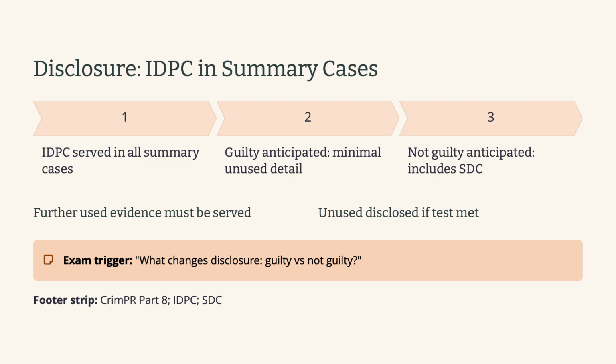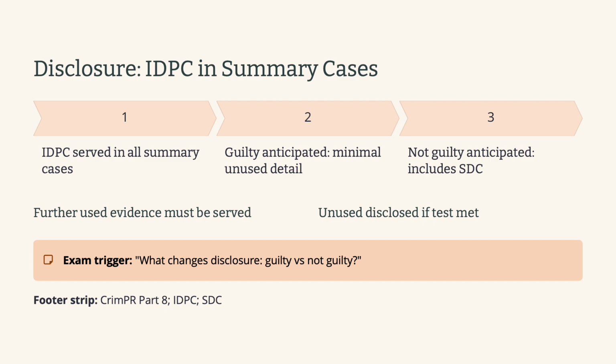Disclosure obligations in summary cases are governed by the Criminal Procedure Rules Part 8, and the cornerstone is the initial details of the prosecution case, called IDPC. The prosecution must serve IDPC in summary cases before the first hearing. This requirement is universal. It applies whether the defendant is expected to plead guilty or not guilty. However, the content varies depending on the anticipated plea.